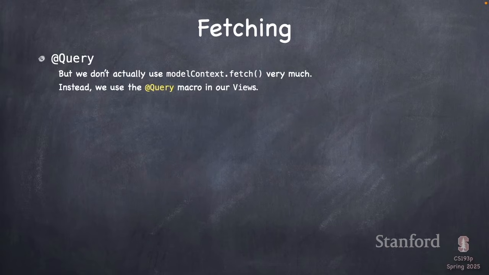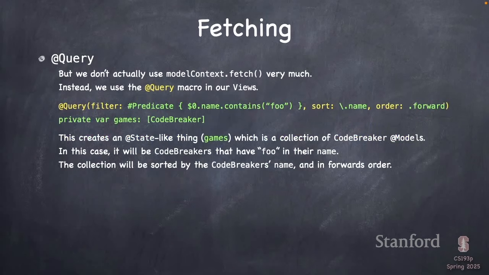And what @Query basically does is lets us define a little array of things and have that array of things always be filled up with the results of a query. And that query is basically just a fetch descriptor. Its arguments you can see here, @Query. It has a predicate and a sortBy, almost the same as a fetch descriptor, not exactly the same, but very, very similar. And it's just essentially going to always do that fetch at all times and keep that var games CodeBreaker, you see it up there, filled up with the right CodeBreakers.